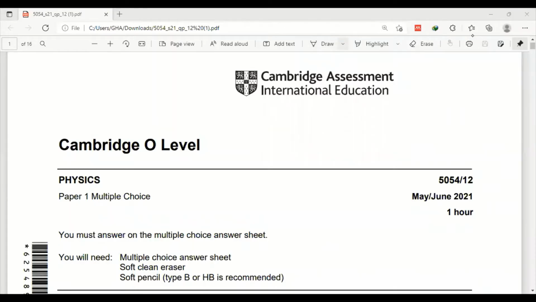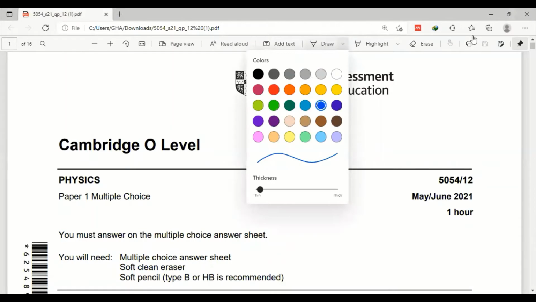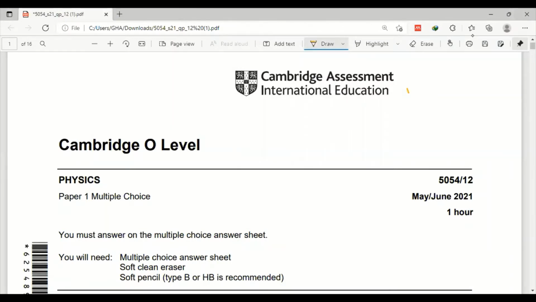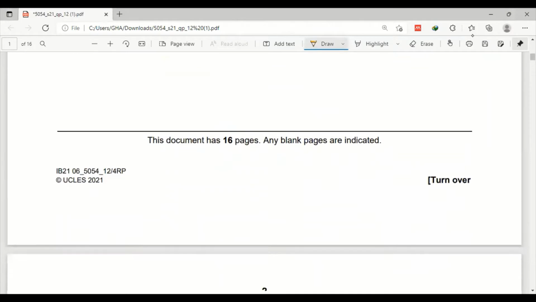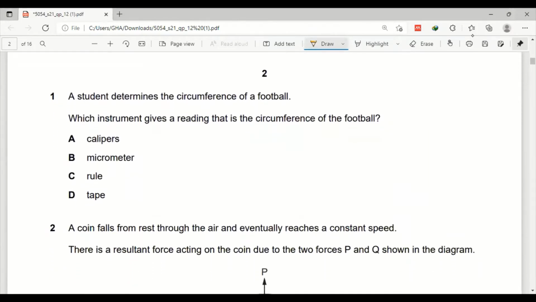Okay, this is paper one, Cambridge O-level paper, and the code is 5054, and the paper is 1-2, May, June 2021, and the time is 1 hour. So we have to attempt all questions. Move to question number 1.